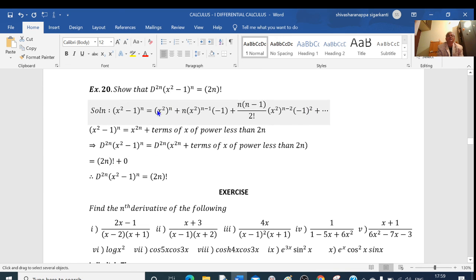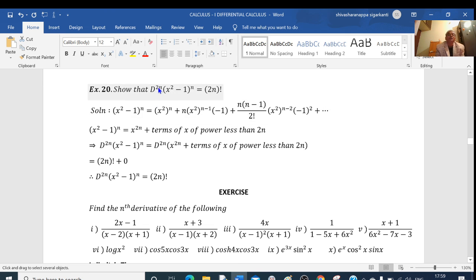This is nothing but x^(2n), plus here I am getting x^(2n-2), that is, power of x is less than 2n. Here also power of x is 2n-4, less than 2n. After these terms I am getting terms of x whose power is less than 2n. What I am doing is finding the 2nth derivative. And we know that the nth derivative of x^n is equal to n factorial and all higher order derivatives are equal to zeros.